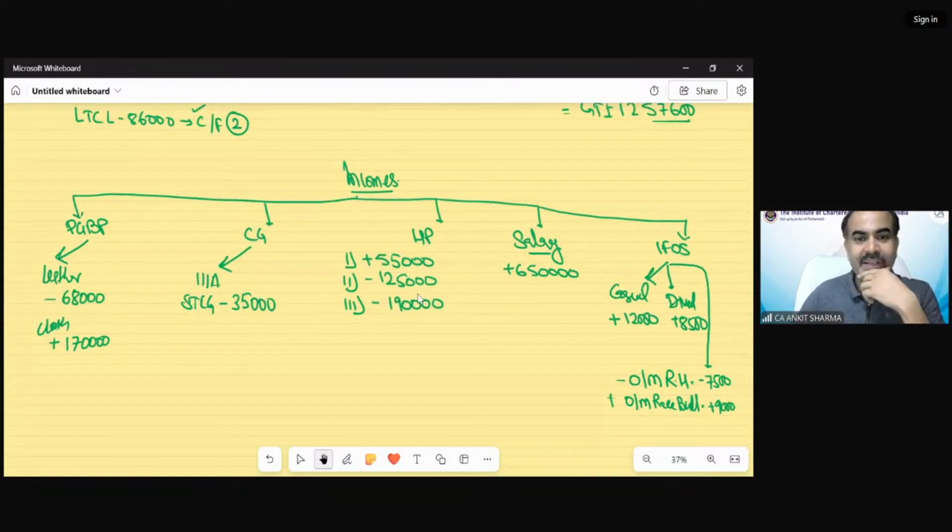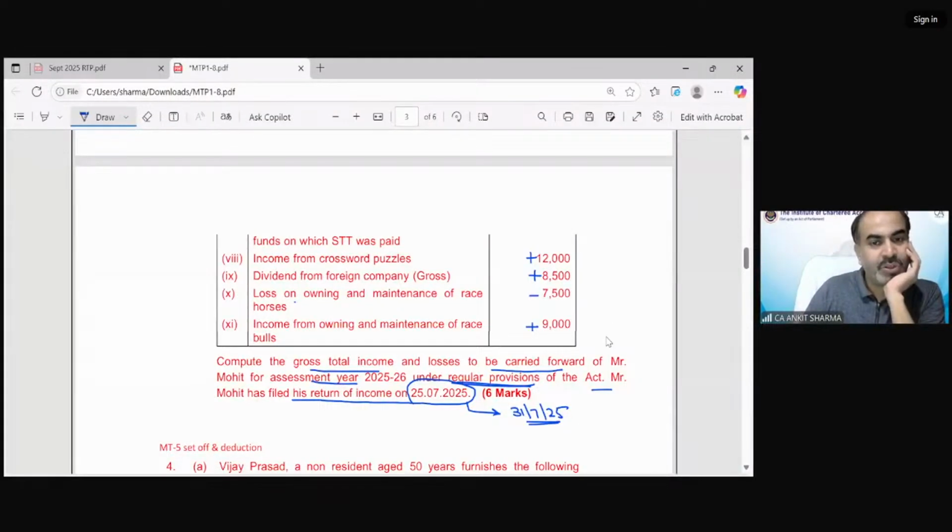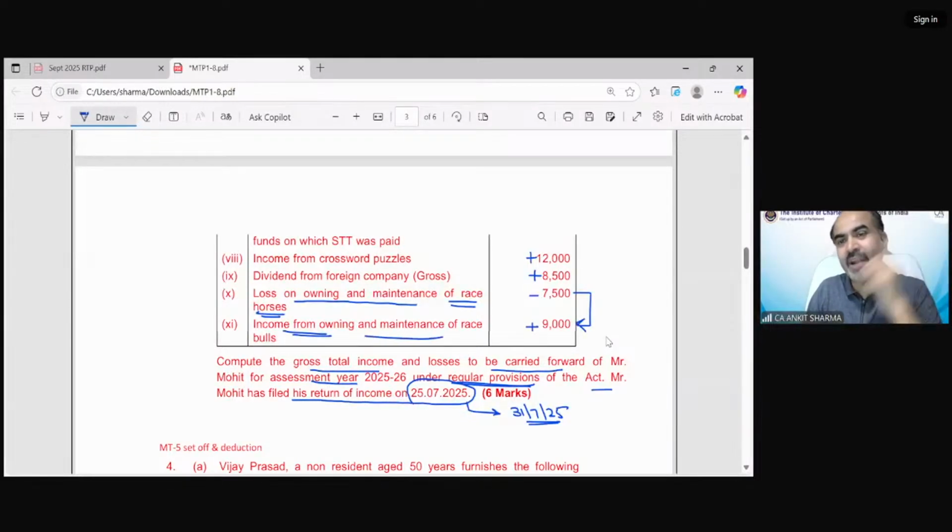Now the interesting thing is this. You can see losses on owning and maintenance of race horses. When I was solving this question today, even I made this mistake. I set off this loss from this income, because it said owning and maintaining race horses and I did not read it properly. The 10th point was race horses, and the 11th point is for race bulls. There is a difference.